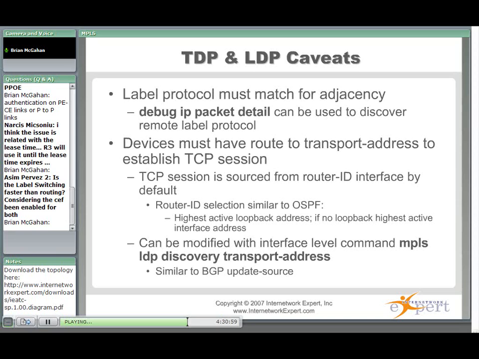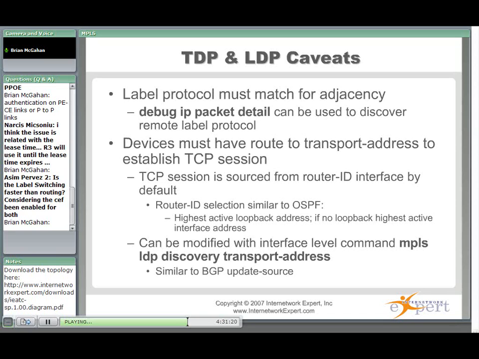Okay, now there are some caveats of doing this negotiation process. First thing, the label protocol is going to have to match. So if I'm running LDP and you're running TDP, we cannot be adjacent. We either both have to run LDP or we both have to run TDP.